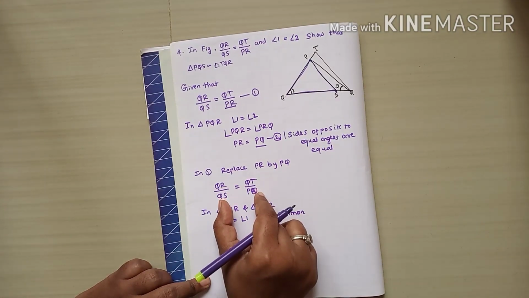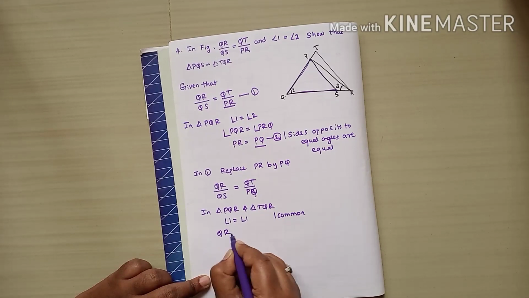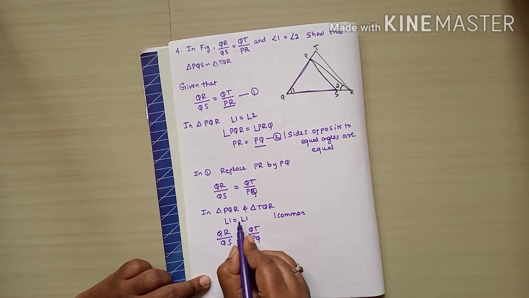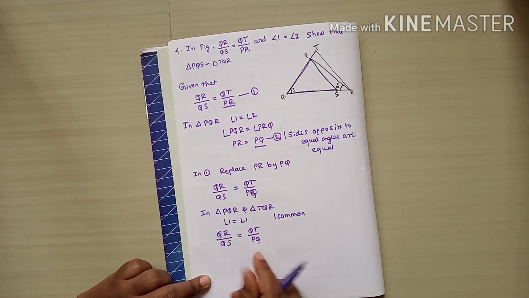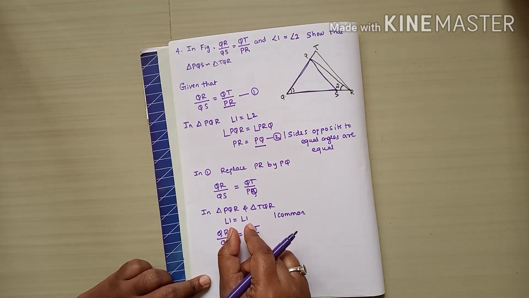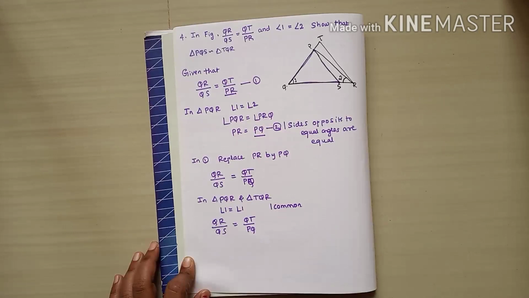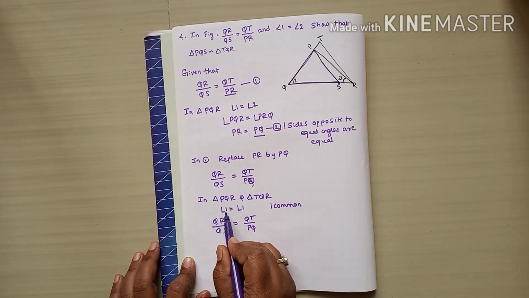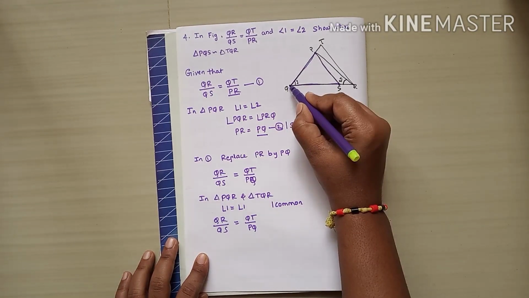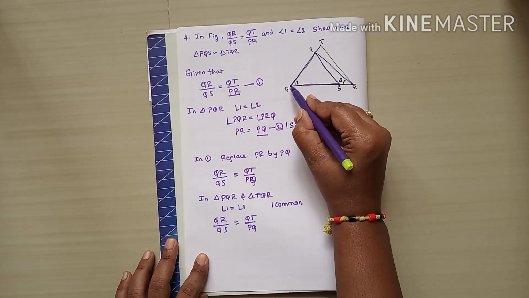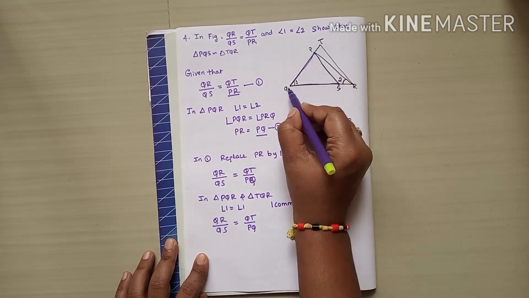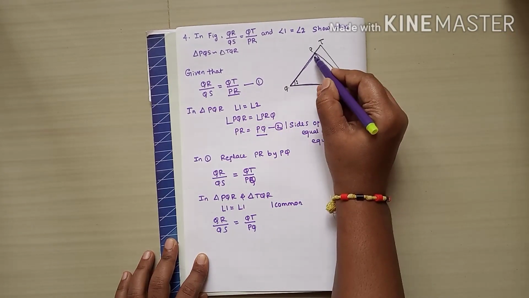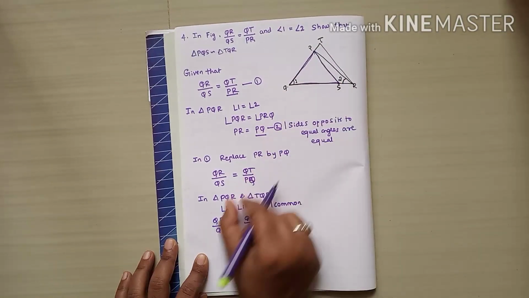Now this result you consider, just observe. That one only I will write again. QR divided by QS is equal to QT divided by PQ. See, one angle is equal and the angle includes those two sides. Observe this ratio. Angle 1 equal to angle 1. These two sides are including the angle 1 here. See, angle 1 is here. QR, QS and QT, PQ. These sides are including the angle.